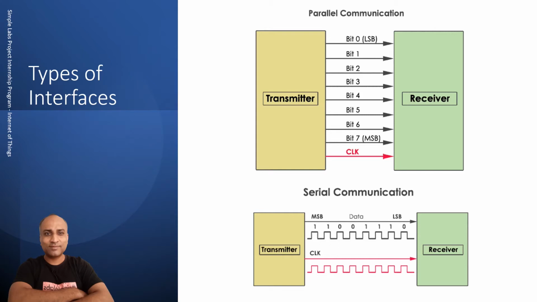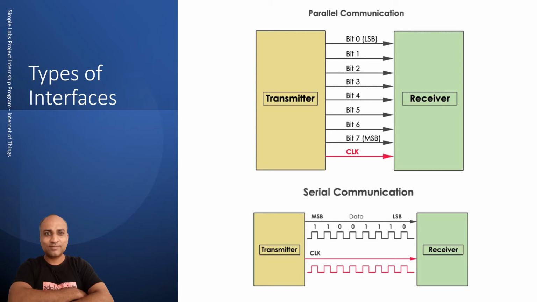In parallel communication, data is always transferred as bits. We know that. So here you can see there are 8 bits, 8 data lines. The LSB is bit 0 and the MSB is bit 7. In addition to the data lines, there is a clock line. So this is a transmitter and this is a receiver.